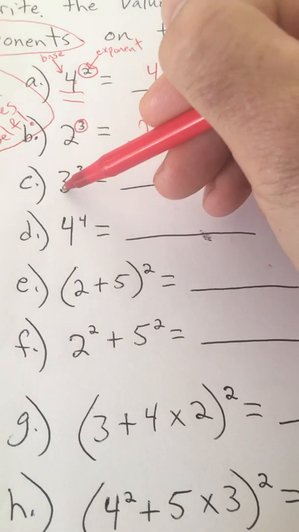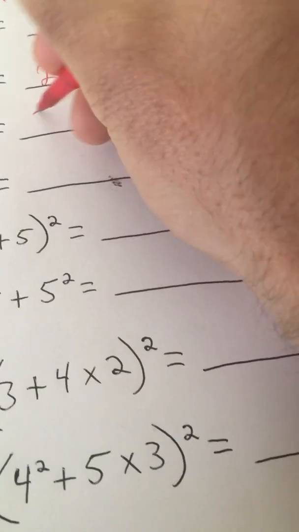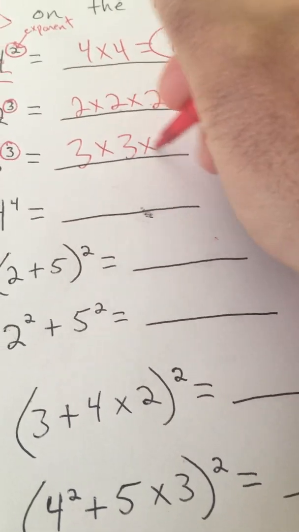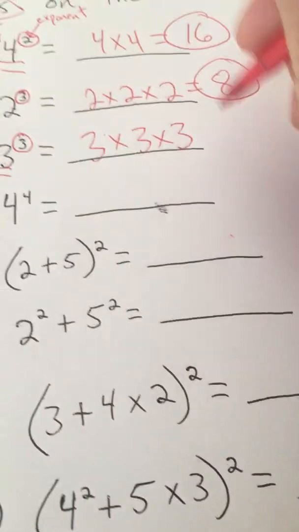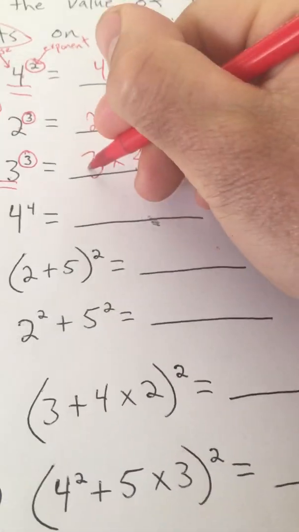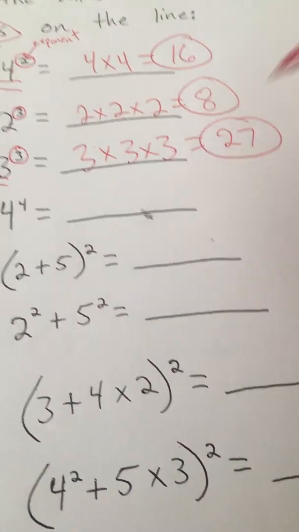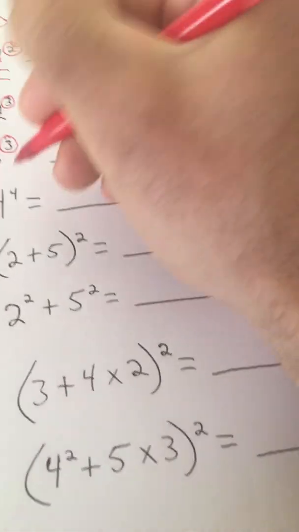Then we have 3 to the third power, or 3 cubed. So you're going to do 3 times itself 3 times. It's not 3 times 3. It's 3 times itself 3 times. So 3 times 3 is 9, times 3 is 27. Right? 3 times 3 is 9, and then 9 times 3 gets you to 27. So that's the answer for C. Okay, then we'll keep going.